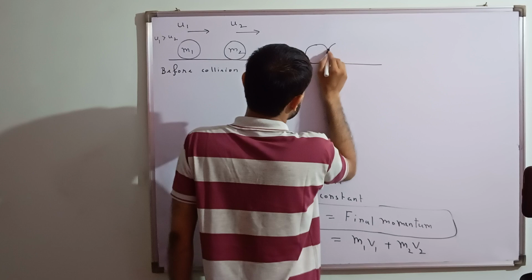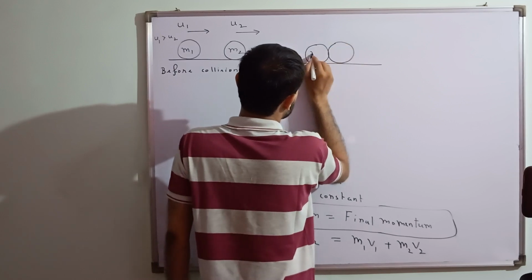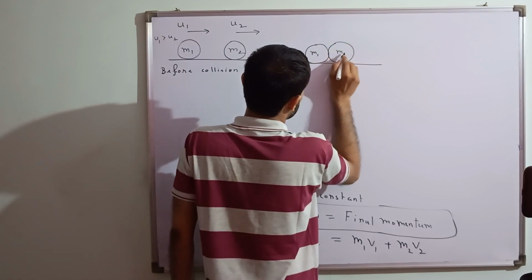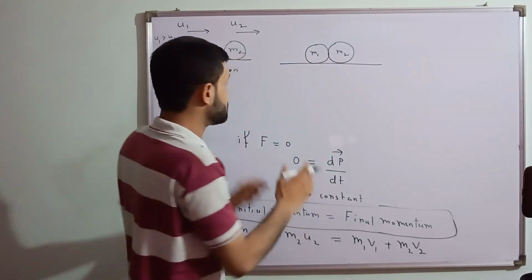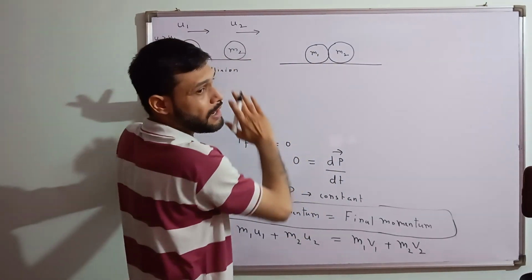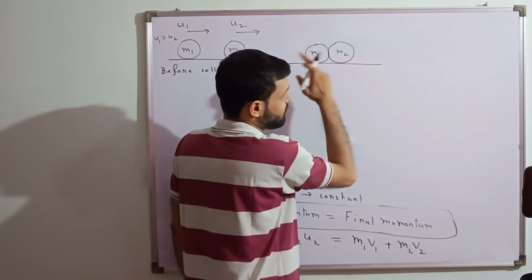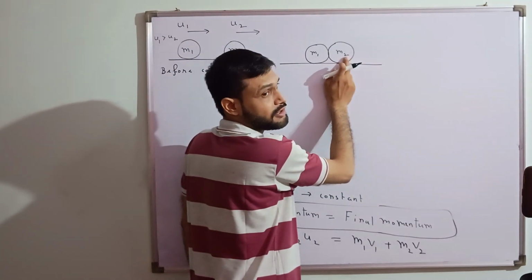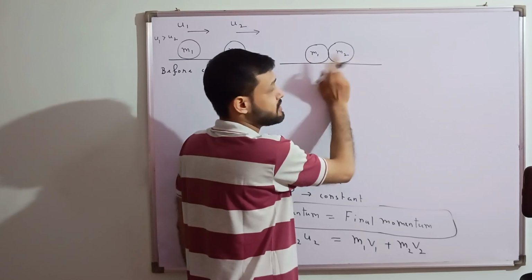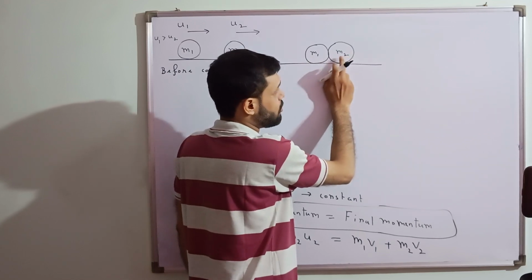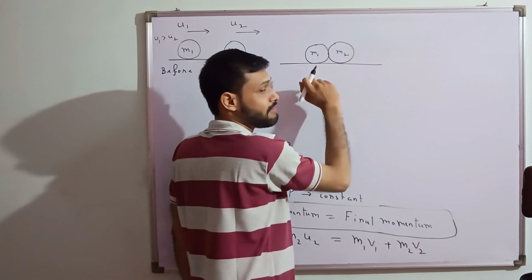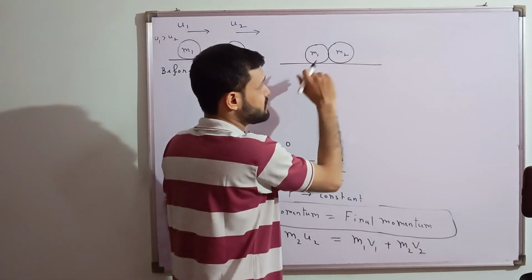Okay. Now next case is during collision. During collision, what is going to happen? You can see this is my system. These two particles are in my system. This is my first object. This will apply a force on the second object. That is the action, isn't it? And the second object will apply a force on the first object. This will be the reaction. So this is action, this is reaction.